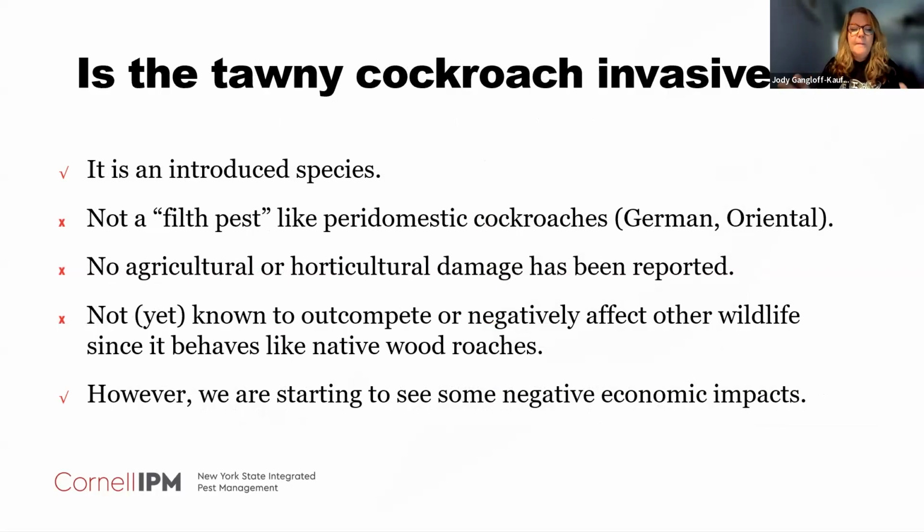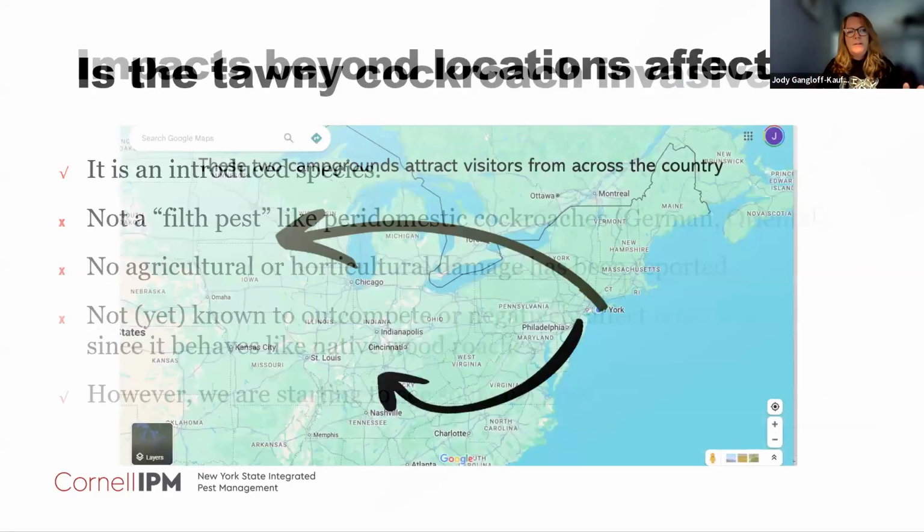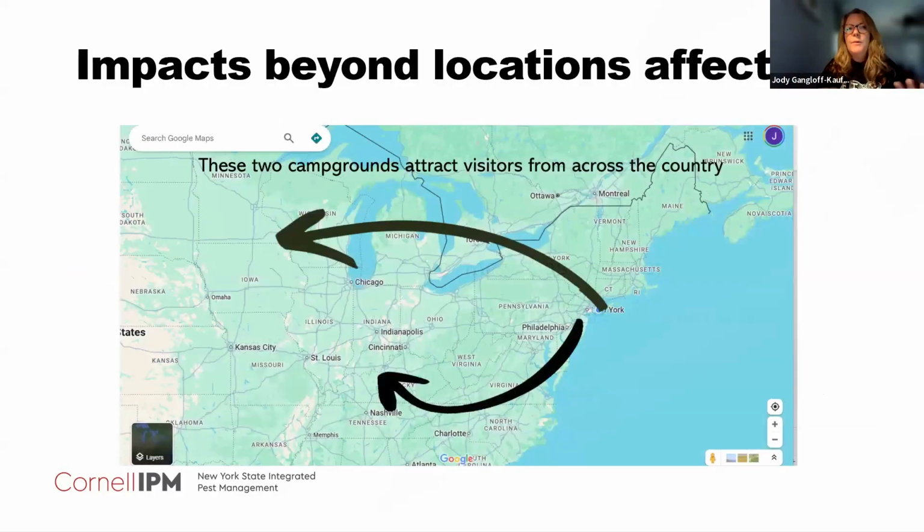In particular, there are 2 oceanside, beachside campgrounds that are among the most popular campgrounds at the federal and state level on the East Coast. People come from across the country. These 2 campgrounds have been inundated to the point where they've had to close, and they've lost revenue. People are taking these cockroaches home in their gear, in their tents, their campers, because people tend to bring their gear when they come camping at these places. So this has really caught our attention, and the economic losses are part of what makes something invasive.